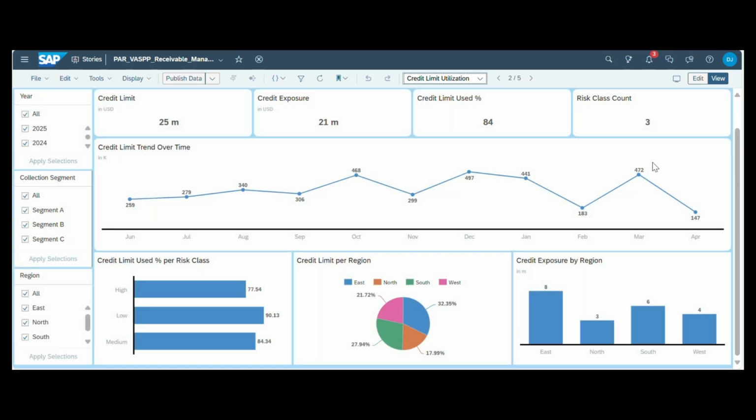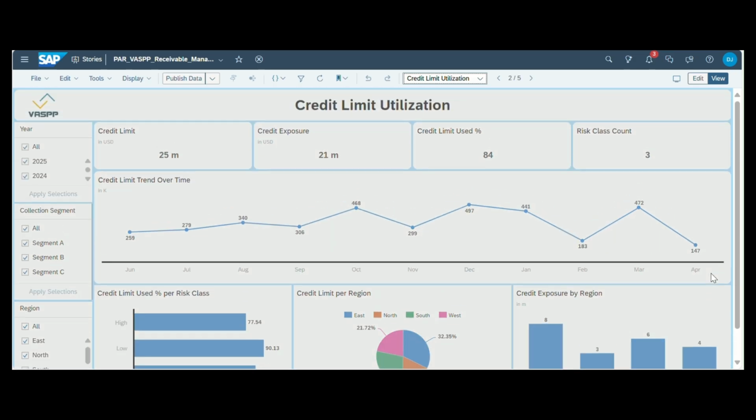Visuals here bring depth. Credit limit trend over time shows whether exposure is increasing or stabilizing. Credit limit used percent per risk class highlights if high-risk clients are consuming more of their limits. Credit limit per region shows allocation, while credit exposure by region reveals where risk truly lies. Together, these metrics prevent overdue turning into bad debt.